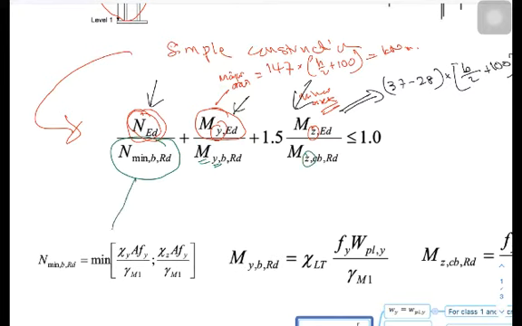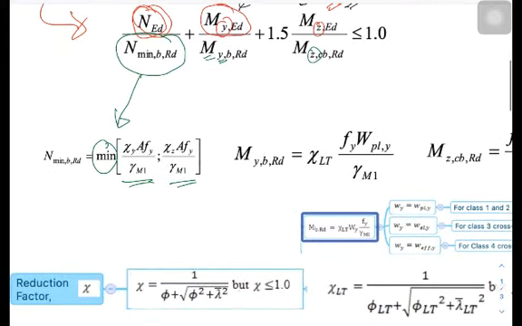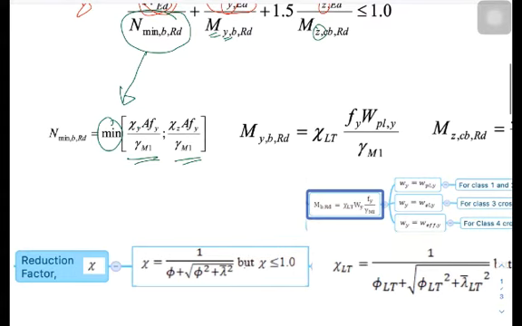NBRD, to find NBRD, is the same as in examples 5.1 and 5.3. It is actually the minimum value of the values at the y-axis and the z-axis. You have to check at both axes, right? Again, to calculate the NBRD here, the minimum, you have to check at both axes. This is the y-axis, and this is the z-axis. Both you have to calculate.